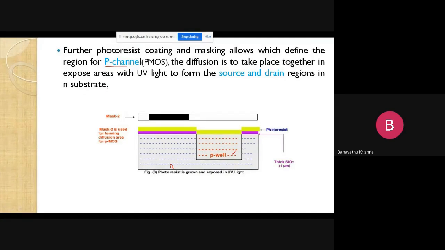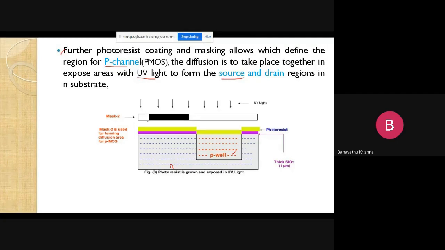Before implementing N-type, first, for the formation of the P channel, we need to remove this particular area. For that, photoresist coating and masking define the region for the P channel. Right? The diffusion takes place in areas exposed to UV light to form the source and drain regions of the N substrate. Those source and drain regions belong to the PMOS, the P channel.